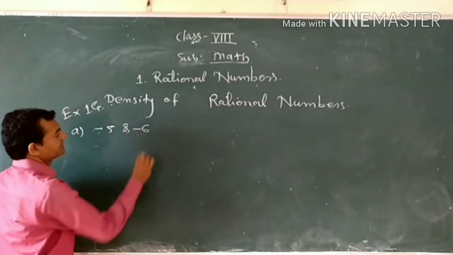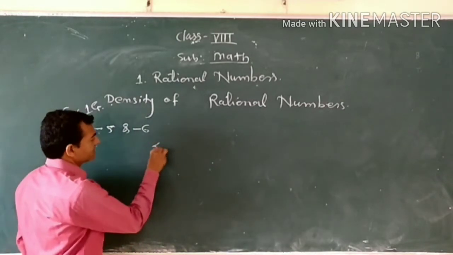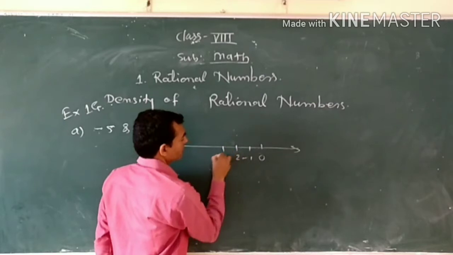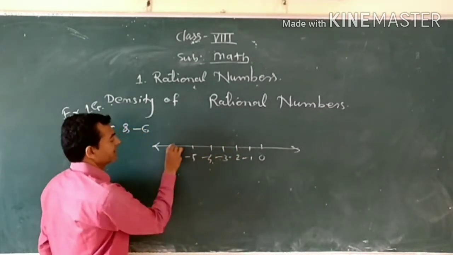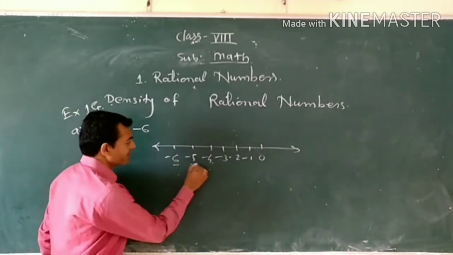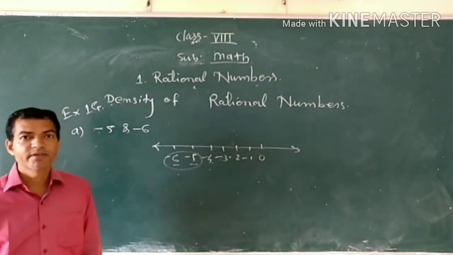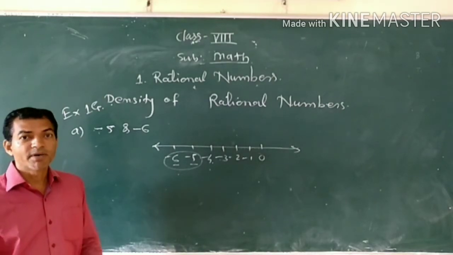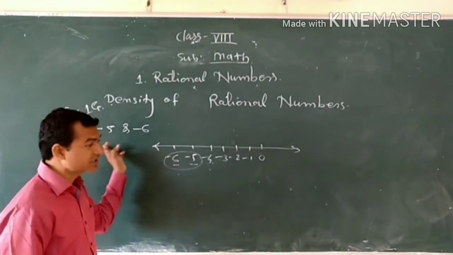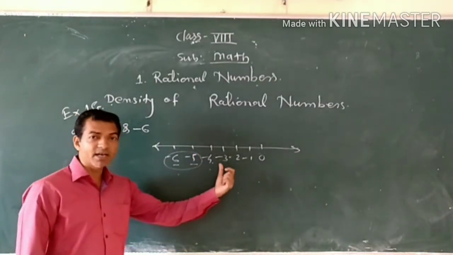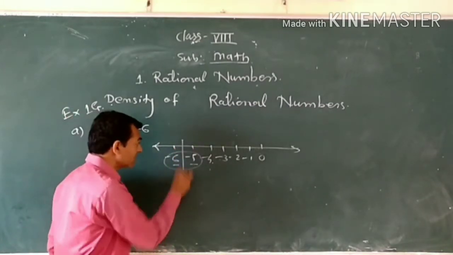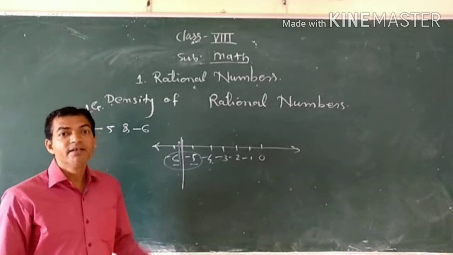Now see here, if you draw the number line like this, suppose this is 0, -1, -2, -3, -4, -5, -6. Between -5 and -6, is there any rational number? No. But the question is what? You have to find a rational number between these two rational numbers. But if you draw the number line, you cannot get a rational number. Then how to find the rational number between these two? Is there any rational number? There is a rational number.